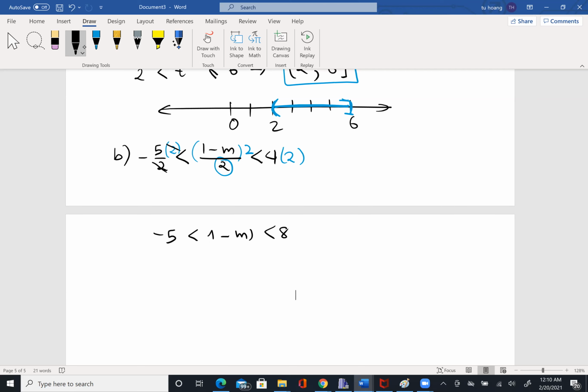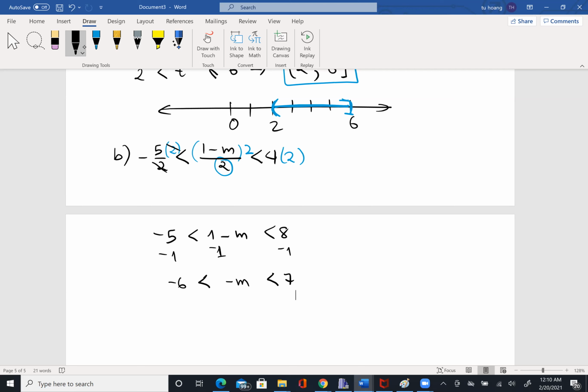I can actually take away the parentheses here. Now I need to subtract 1 in the middle part, so I subtract 1 from the left and right as well. So now I will have what? Negative 6 is less than negative m, which is less than 7. So far so good.